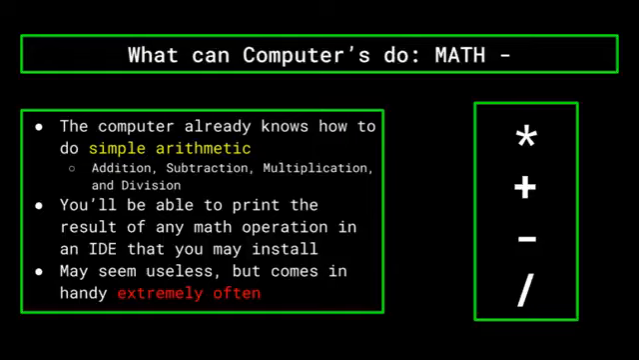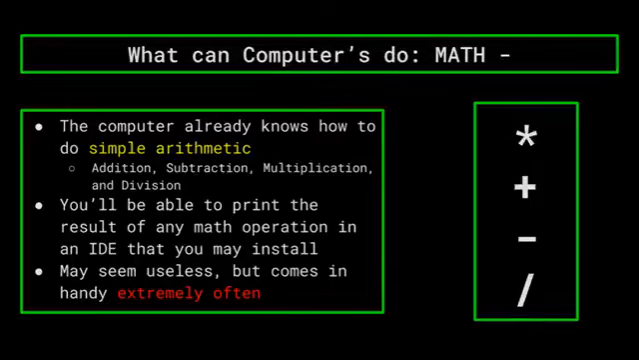This includes addition, subtraction, multiplication, and division, all of which are represented by the symbols shown on the screen now. In any IDE that you may install, you'll be able to print out the answer to simple math problems using the print statement, which may seem counterintuitive because why would you use the computer to do math when you have a perfectly good calculator on your phone? But you have to remember that computers are dumb, and anything we want a computer to do, we have to build up from scratch. Basic arithmetic, while simple, helps out in almost any program you may write.